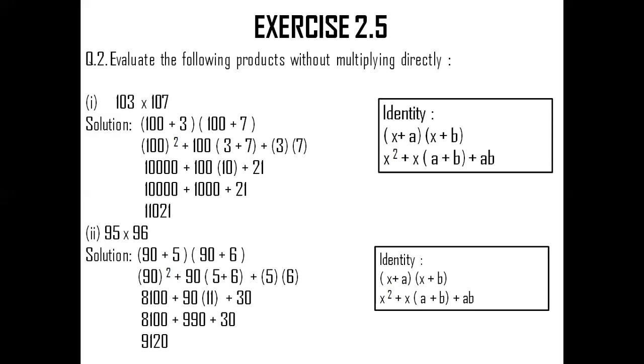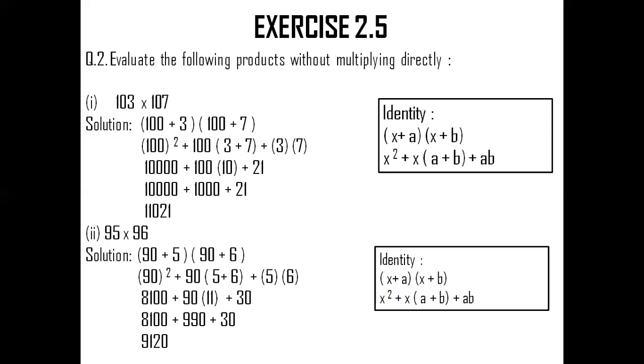Likewise, the second question is 95 into 96. Now, 95 can also be written as 100 minus 5 and 96 can also be written as 100 minus 4. You can solve it that way too. But then what I did over here is 95 is written as 90 plus 5 and 96 is written as 90 plus 6. So the first term is same in both the brackets, the second term is different. So here comes our identity (x plus a) into (x plus b).